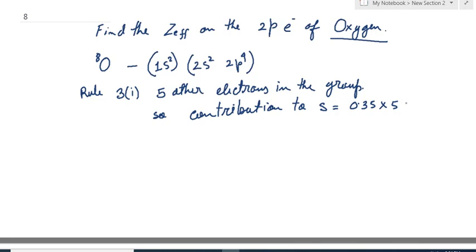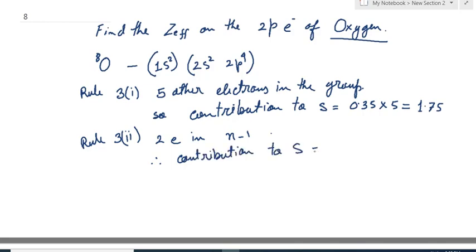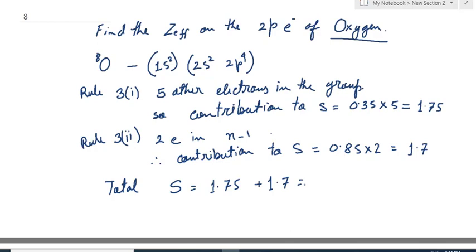Now we have to consider the contribution of 1s electrons also. Now for oxygen 2p electron, the 1s electrons are n-1 electrons. Therefore they will contribute 0.85 each. So the contribution from 1s electrons will be 0.85 multiplied by 2, that is equal to 1.7. So the total shielding will be 1.75 plus 1.7, that amounts to 3.45.